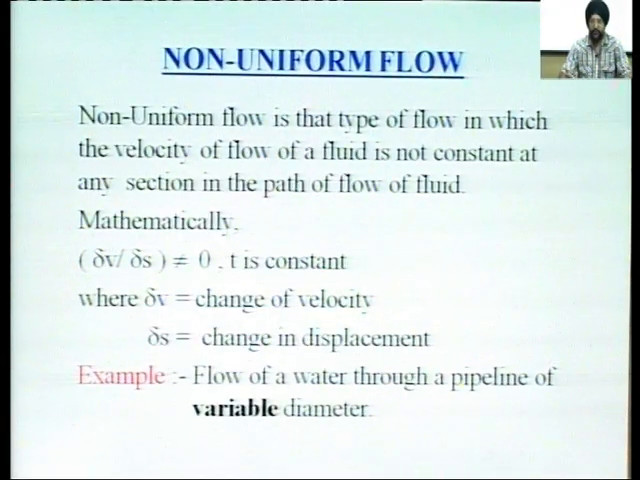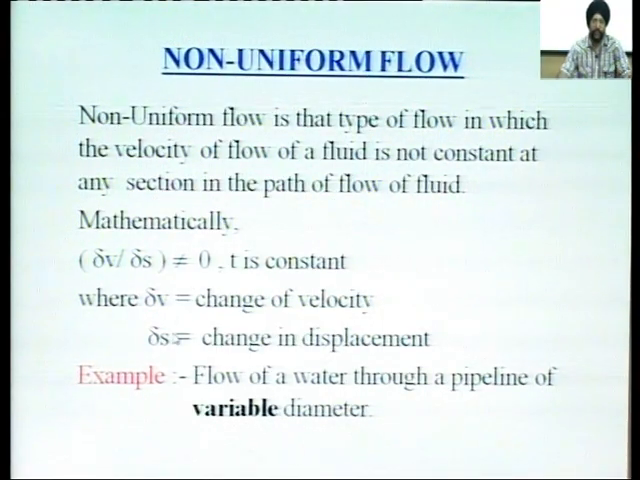The non-uniform one is that type of flow in which the velocity of the flow of a fluid is not constant at any section. So it is just the opposite of uniform flow. In this particular flow, the velocity of the flow is not constant. So delta V upon delta S is not equal to 0, and the terms are the same as in the case of uniform flow.